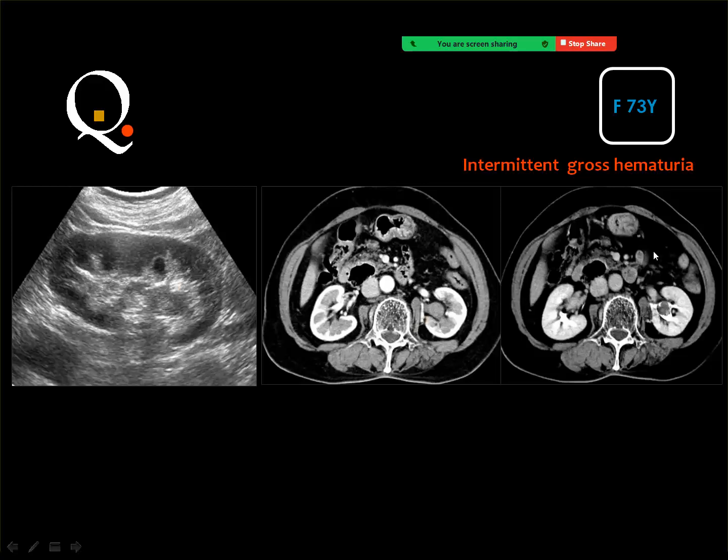The next case is a female 73 years old with hematuria, ultrasound and CT in arterial phase and excretory phase.